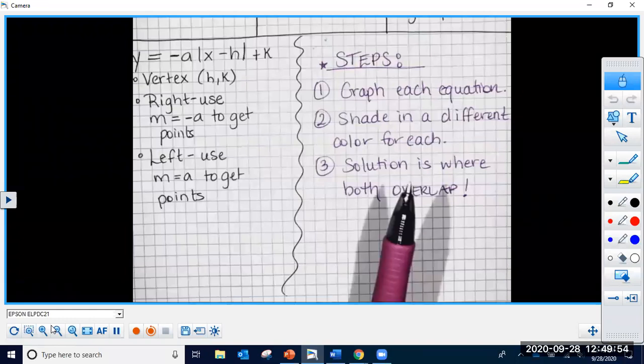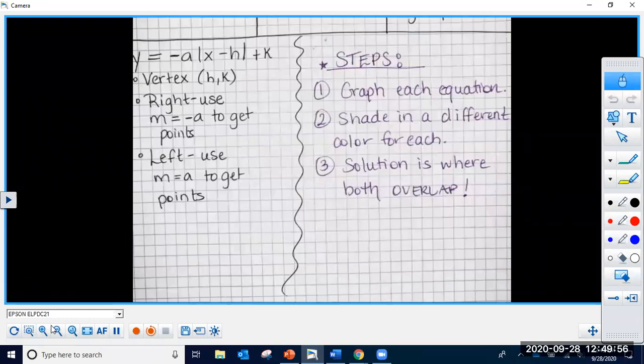All right, here are your steps to graph all of these systems of inequalities. First, you graph each equation, and then you shade in a different color for each if you want to do that. Graph each, shade its solution. Then where the solutions all overlap is your solution for your system.